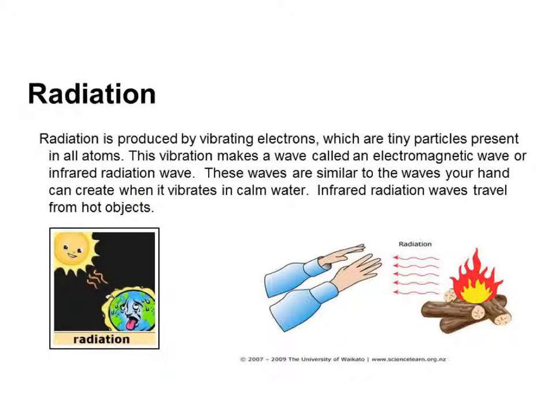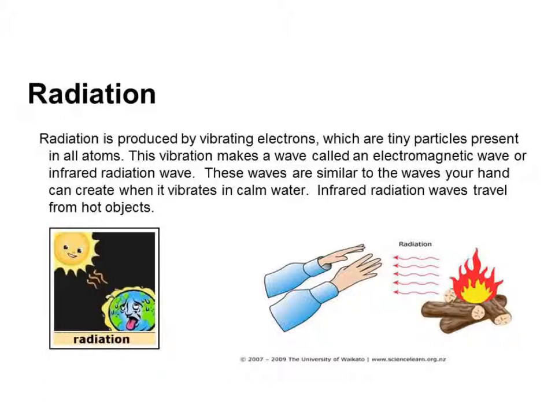The last form that we talked about is radiation. Radiation is produced by vibrating electrons, which are tiny particles present in all atoms. The vibration makes a wave called an electromagnetic or infrared radiation wave. These waves are similar to the wave your hand can create when it vibrates in calm water. When you're sitting there in calm water and you start moving your finger, you see the waves dissipating from your finger and moving away from it.